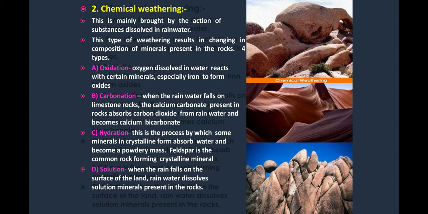Then hydration. This is the process by which some minerals in crystalline form absorb water and become a powdery mass. Feldspar is the common rock forming crystalline mineral. Now solution: when the rain falls on the surface of the land, rainwater dissolves soluble minerals present in the rocks. Now you can see some of the rocks formed by chemical weathering.